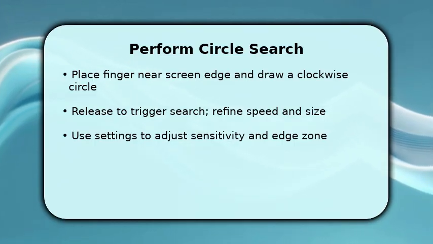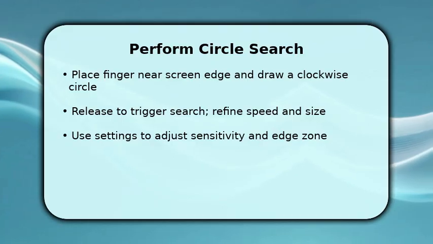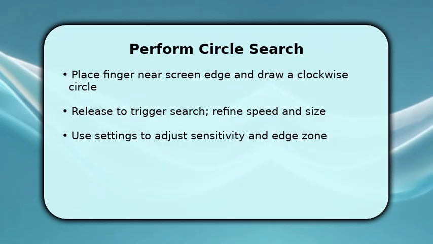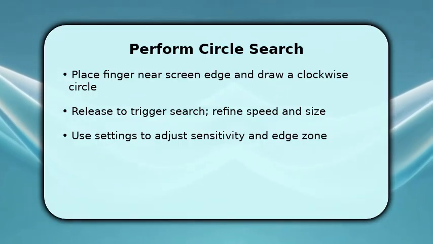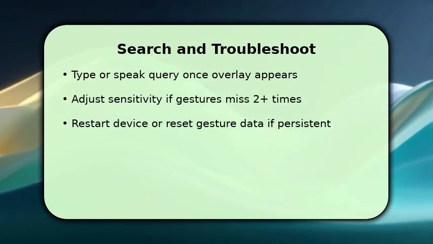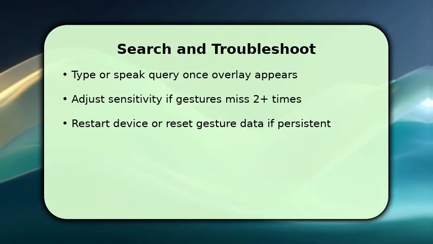If the search doesn't open, vary circle size and speed. Slower, slightly larger circles often register better. Then go back to Gesture Settings to tweak sensitivity and edge zone width, so the system captures your motion reliably without false positives. Once the search overlay appears, type or speak your query and use results as usual. Voice works after granting microphone permission.